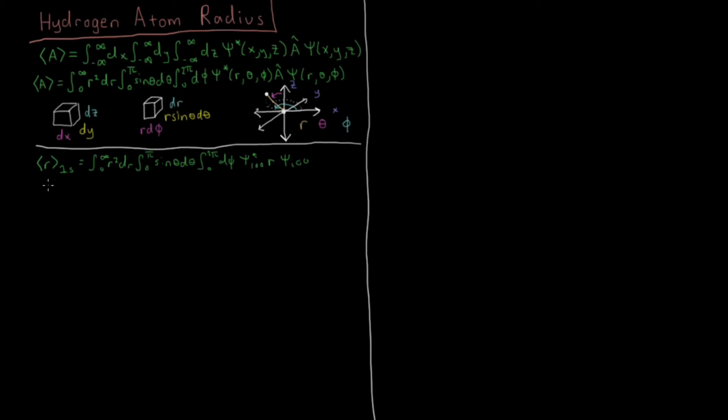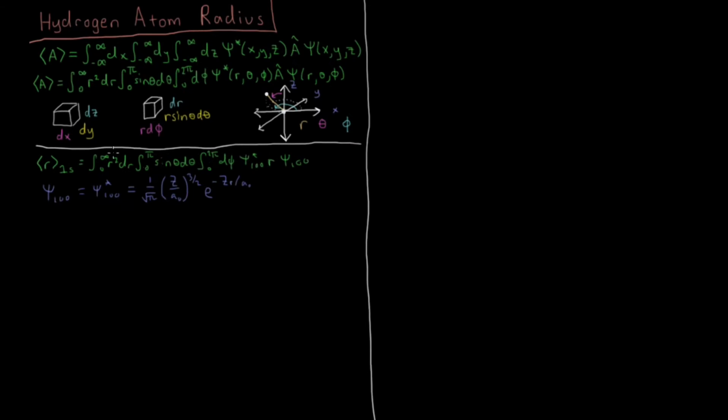Our psi 100 is actually real, so it's just equal to our psi star 100. So our psi star psi is just going to be psi squared. And this is equal to 1 over the square root of pi times Z over the Bohr radius to the 3/2, Z being the number of protons in the nucleus, which is 1 for hydrogen, and then e to the minus Zr over a naught. That quantity is also often referred to as minus rho there. Okay, so we can substitute this in.